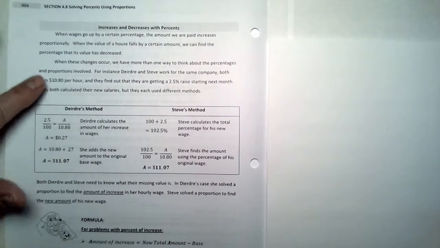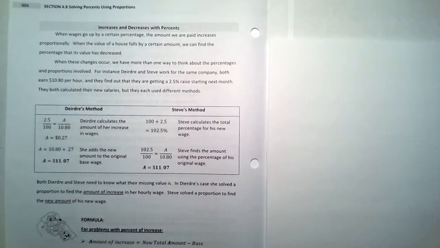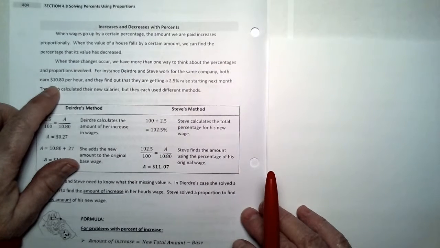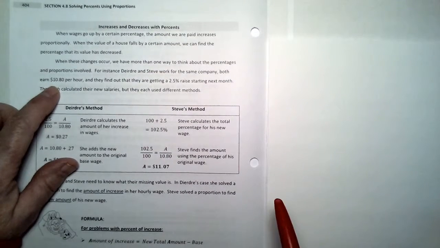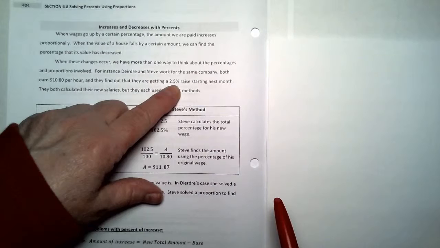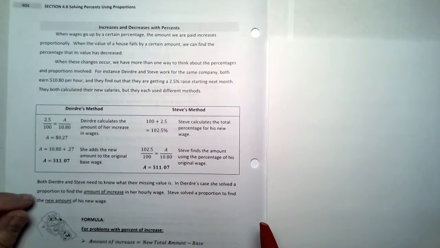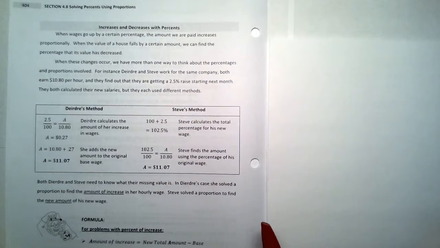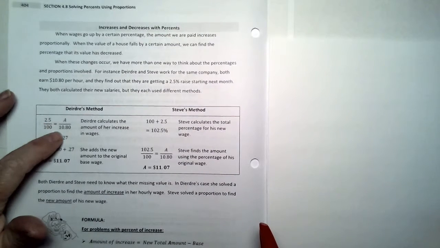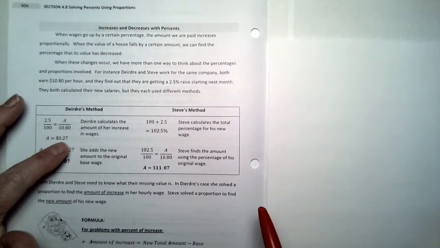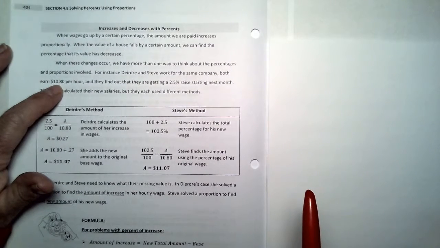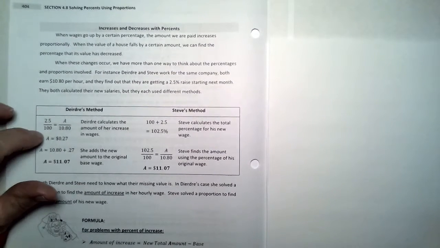I'm looking at page 404 in my book, and I'm right around here. The situation is that two people, Deidre and Steve, work for the same company, and they're both earning $10.80 per hour. They find that they're going to get a raise of 2.5% starting the next month. They both calculated their new salaries, but they used different methods. What this problem is doing is figuring out, instead of $10.80 per hour, how much are they going to get per hour.